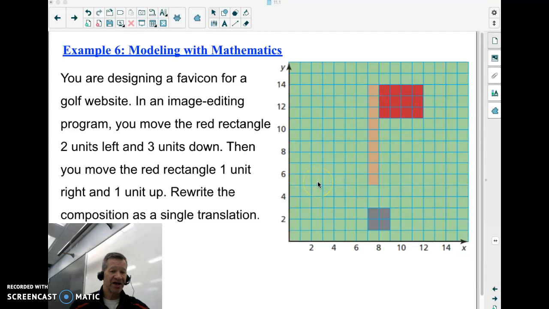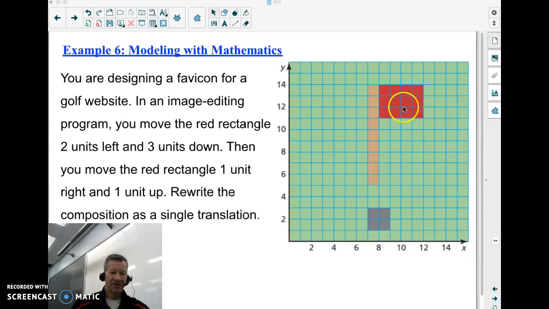In an image editing program, you move the red rectangle 2 units left and 3 units down. Then you move the red rectangle 1 unit right and 1 unit up. Rewrite the composition as a single translation. So how about this? So we're going to do a composition.